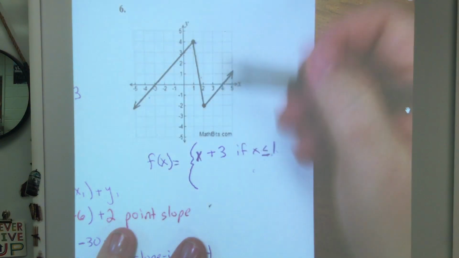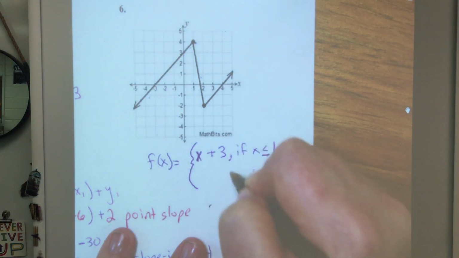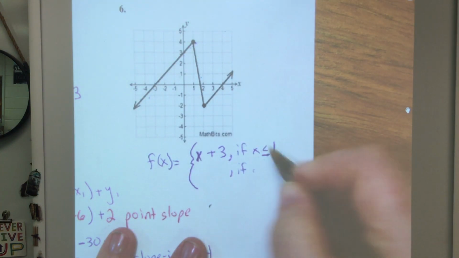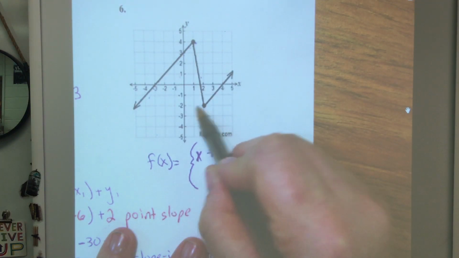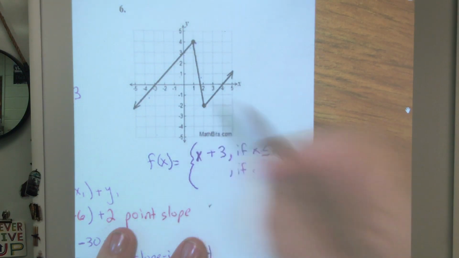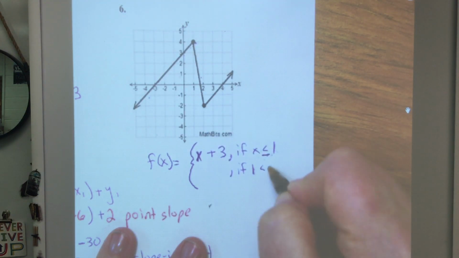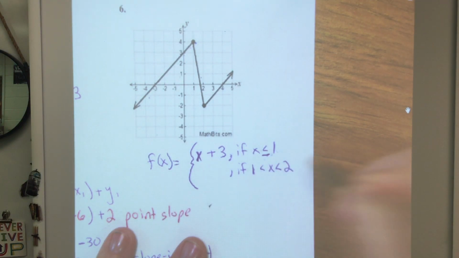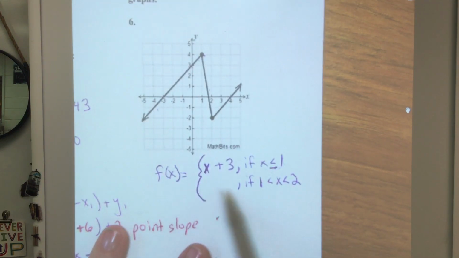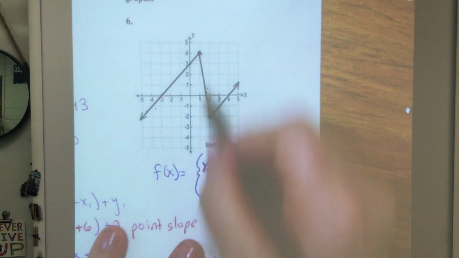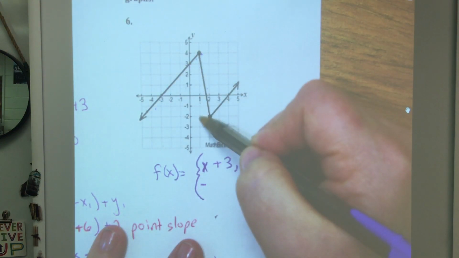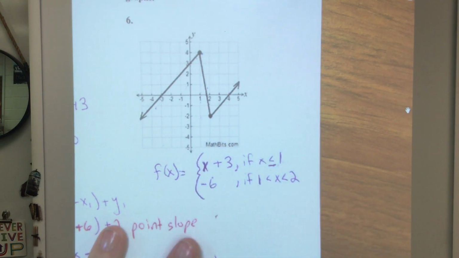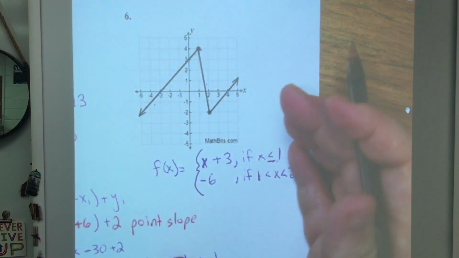Our second equation is a little bit more difficult, mainly because the slope is so big. Well, in this case, we have a domain of 1 to 2 for this line. So x is greater than 1 and less than 2. And I need to figure out what this equation is. Well, I know it's negative because of the slope going down. And it goes down 1, 2, 3, 4, 5, 6 for one to the right. So it's -6.